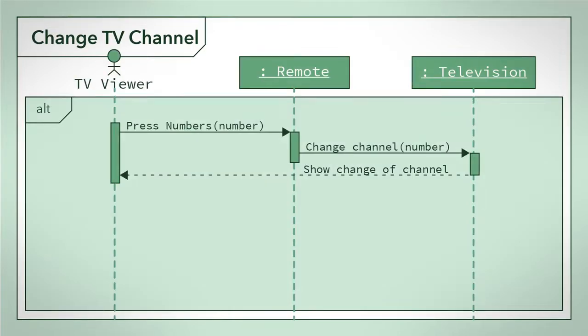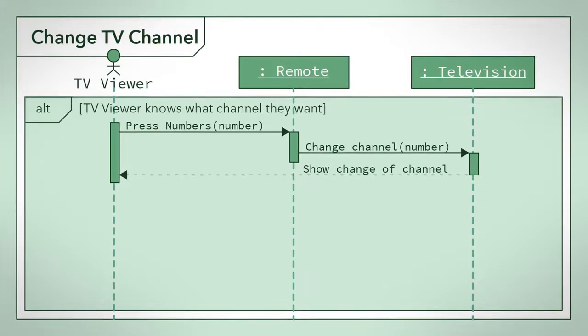So I put the sequence in a box and label it Alt for alternative in the top right corner. Now I need to specify when this alternative will occur. In this case, the sequence occurs if the TV viewer knew what channel they would like. We will label this alternative TV viewer knows what channel they want.